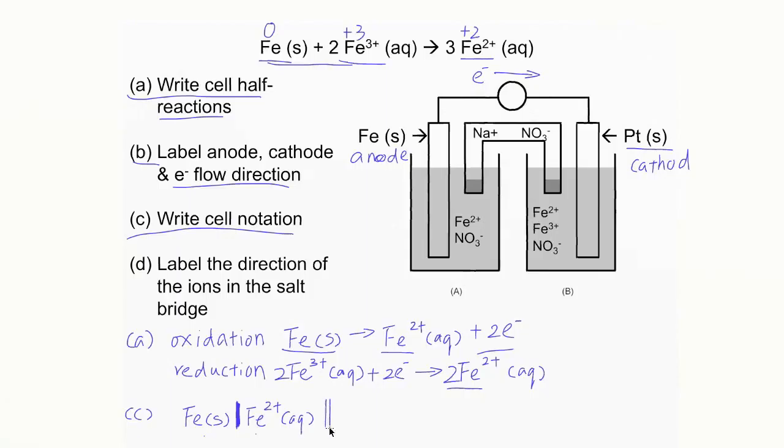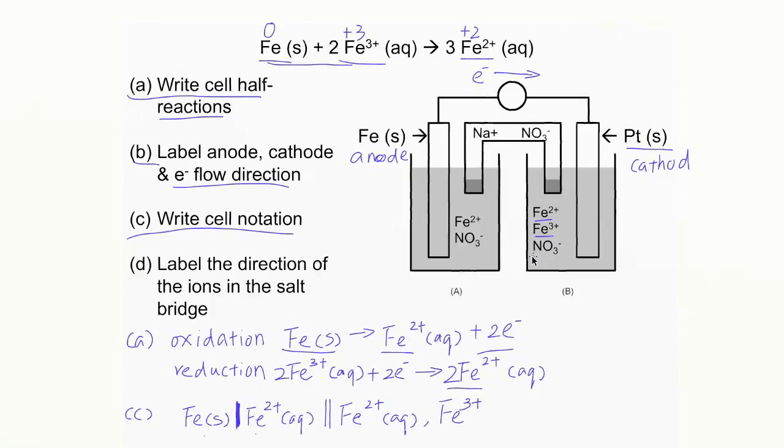Now, between the cell with the anode and the cell with the cathode, you use a double bar to represent the salt bridge, the salt bridge between the two cells. On the cathode side, you have 2 ions, iron 2 plus and iron 3 plus. So you write both of them because both of them are in the same phase. And iron 3 plus.